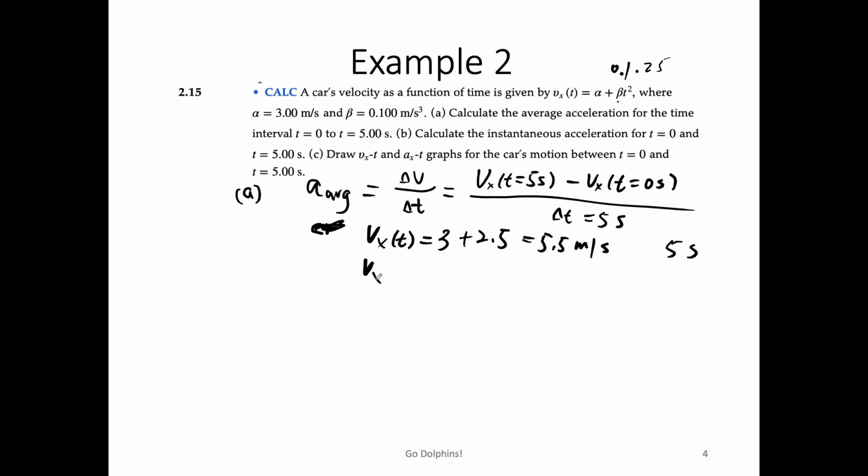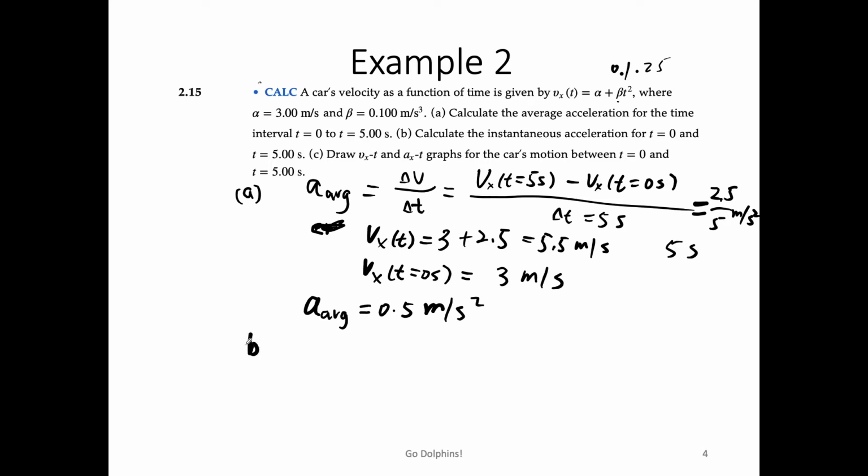And then we find t equals 0 seconds. At t equals 0, it's 3 meters per second. So the change of velocity is 2.5, and the time is 5 seconds. So the average acceleration is 0.5 meters per second squared.